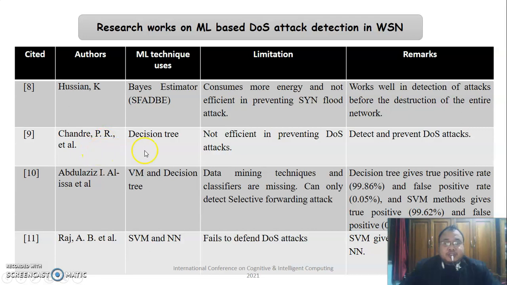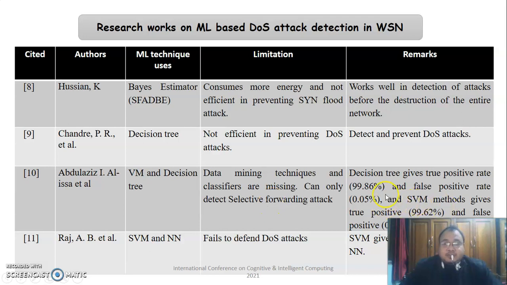So the machine learning technique that they use is decision tree, and the limitation of their proposed work is it is not efficient in preventing DoS attack, but it detects and prevents DoS attacks. So paper 10, Abdulaziz I Al-Isa et al. The machine learning technique they use is SVM and decision tree. The limitation of their proposed work is data mining techniques and classifiers are missing, and it can only detect selective forwarding attack.